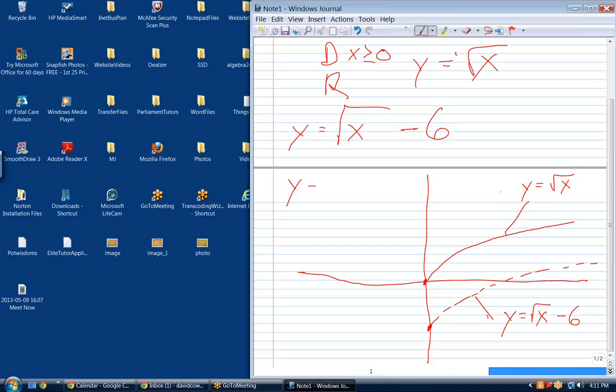On the parent function, this one up here, what's the range? Y is greater than or equal to negative 6. Well, that's on the function that we're working with, yes. On the parent function, the range is y is greater than or equal to 0. But in terms of the range of this one, yes, you hit it right on the head. Okay? What's another one?